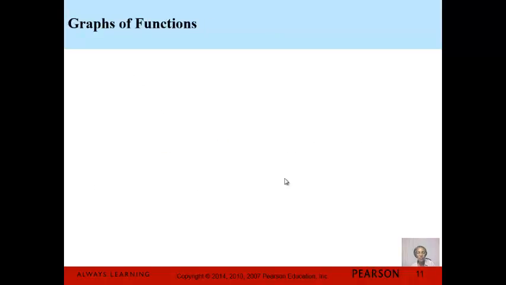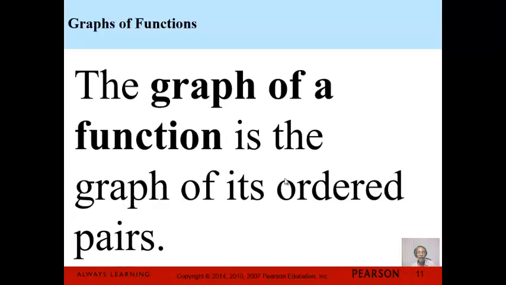You can also present a function as a graph. The graph of a function is the graph of its ordered pairs.